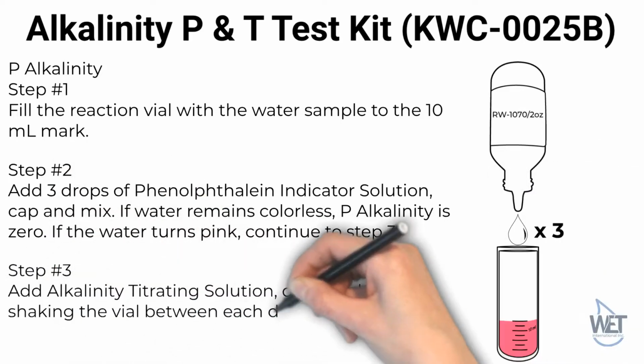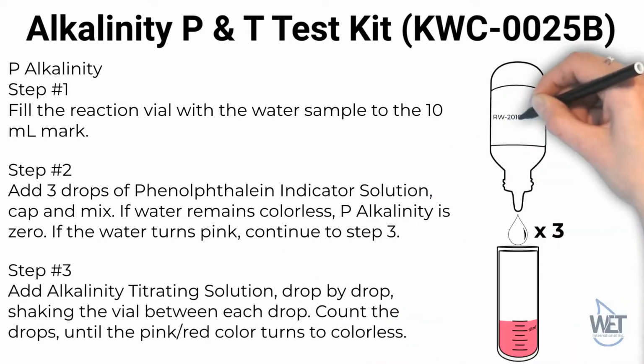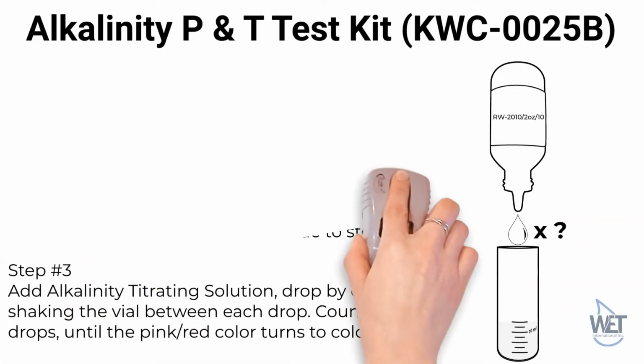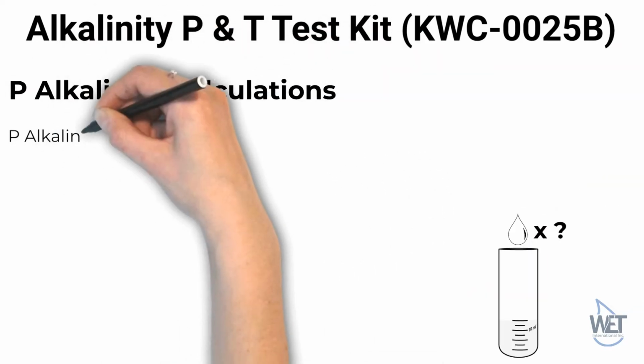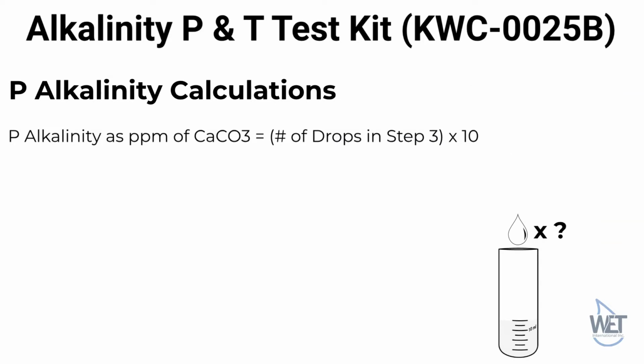Step number 3. Add alkalinity titrating solution, drop by drop, shaking the vial between each drop. Count the drops until the pink-red color turns to colorless. P-alkalinity calculations. P-alkalinity as calcium carbonate equals the number of drops in step number 3 times 10.